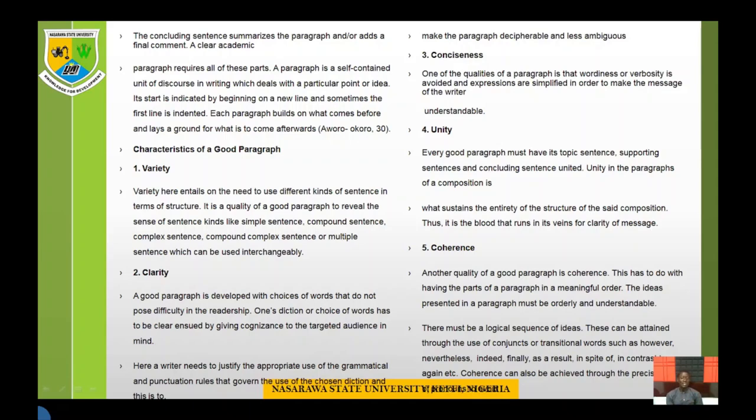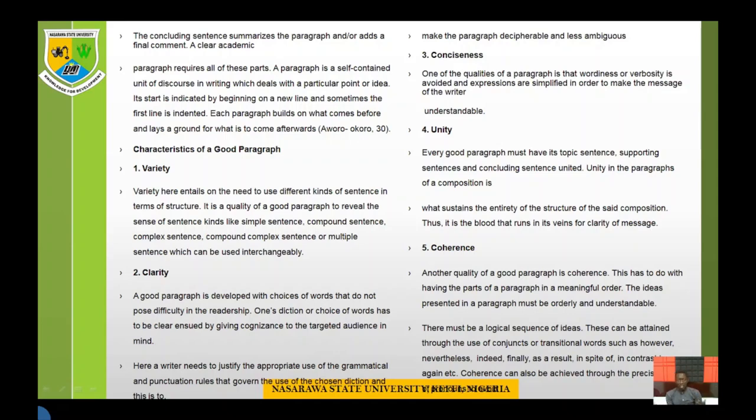There are characteristics of a good paragraph. One, we have variety. Variety here entails the need to use different kinds of sentences in terms of structure. It is a quality of a good paragraph to reveal the sense of sentence kinds like simple sentences, compound sentences, complex sentences, compound-complex sentences, and even multiple sentences. You can't just be using simple sentences anyhow and anywhere. It doesn't sound normal as a good writer, and the paragraphs would not be regarded as good paragraphs.